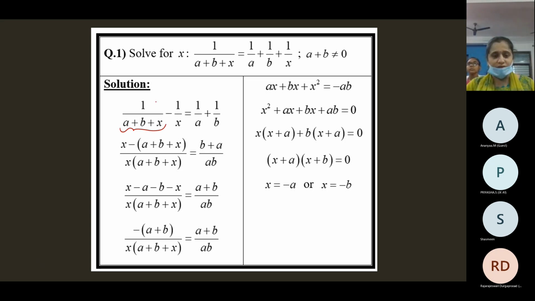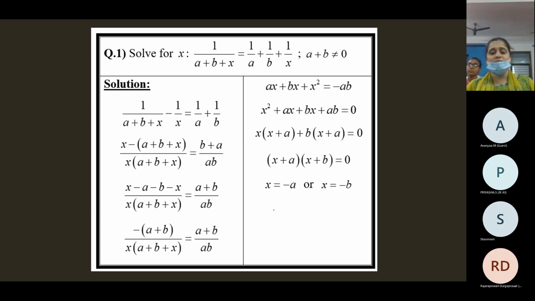In the first term, we have to multiply both the numerator and denominator by x. The denominator is the common denominator, so leave the denominator and multiply the numerator by x. 1 into x is x. Minus. And here the denominator is x, so we should multiply the numerator with a plus b plus x. So what will you get? Minus, and in the bracket, because 1 into anything is the same thing, a plus b plus x.